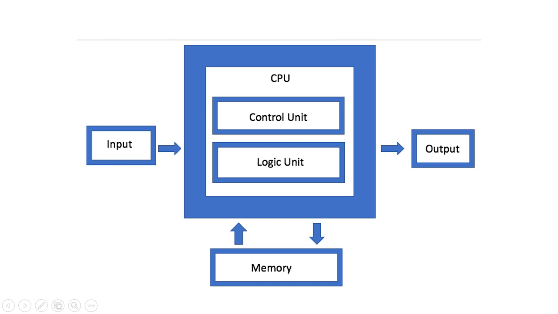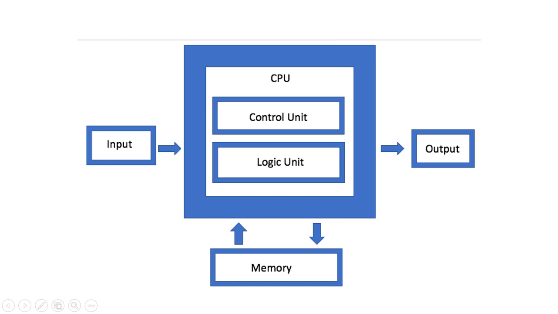The ALU performs all arithmetic and logical operations, like addition, subtraction, and logical comparisons. The control unit, on the other hand, directs the operation of the processor. It tells the ALU what operation to perform and manages the flow of data within the system.